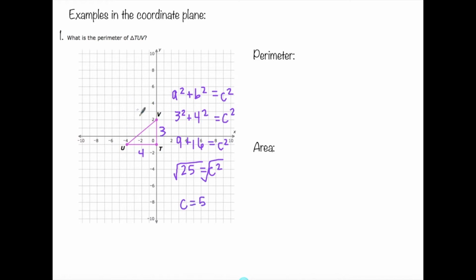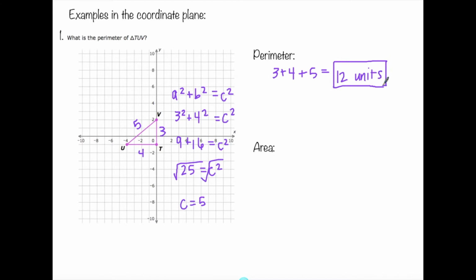So now we know this length here is 5. To find the perimeter, we just add up those three sides. So 3 plus 4 plus 5 equals 12 units.